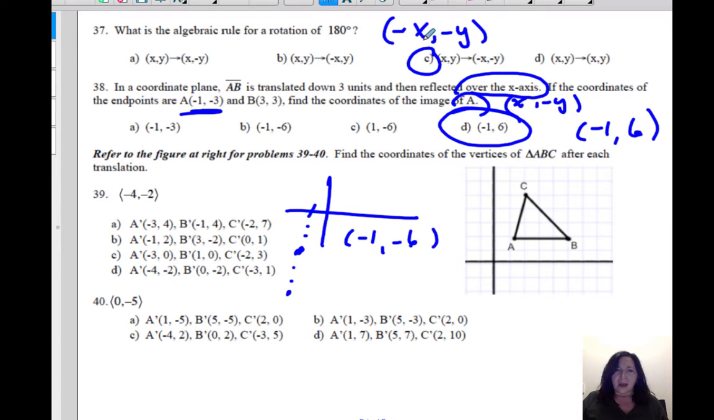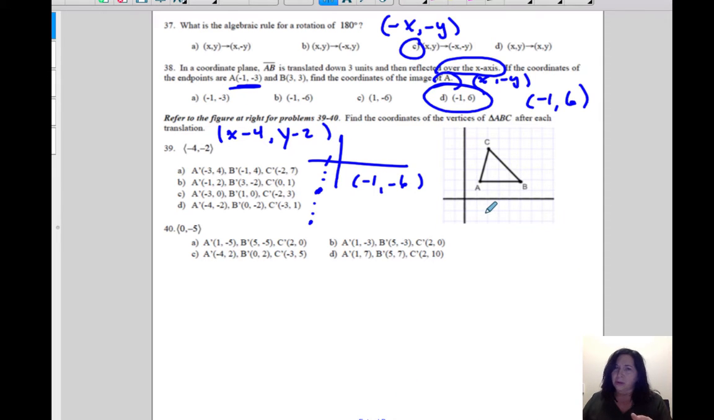Okay, cool. The next question says, refer to the figure at right. Okay, so we have this really cool triangle. It says, find the vertices after each translation. So this right here, -4, -2, that's telling me for x, I'm going down 4, and y is going down 2. So that's what that's telling me, okay? So I'm going to take a point. I know this is small, okay? I get that, but you should have the packet in front of you helping you.